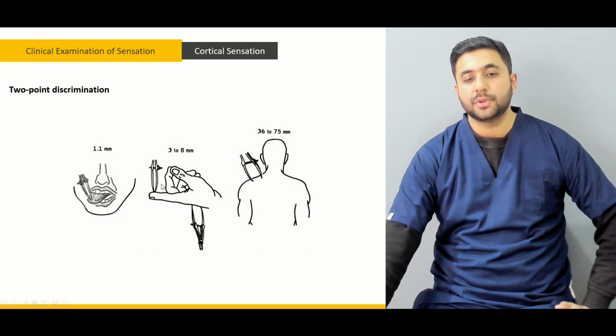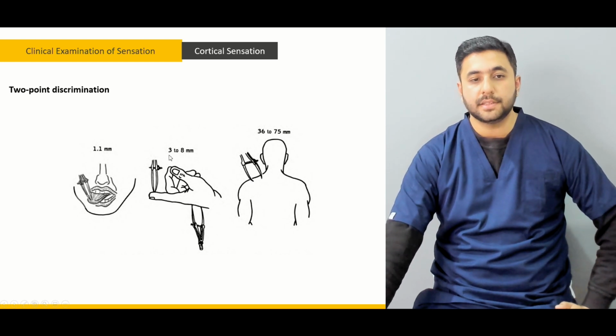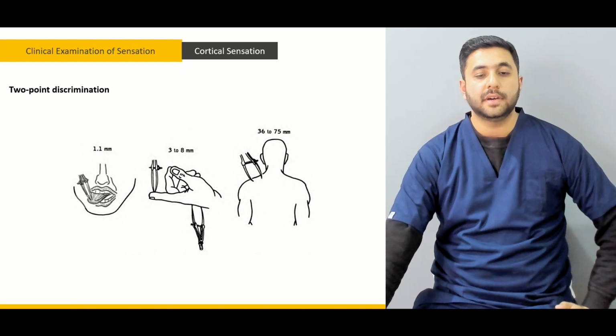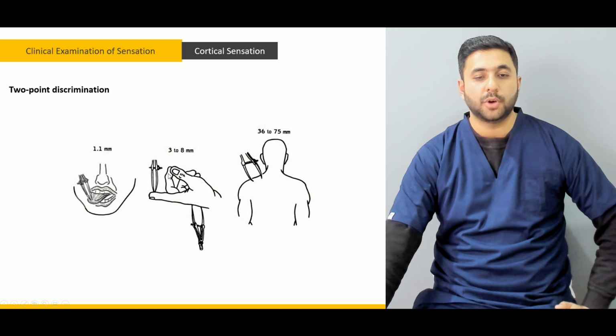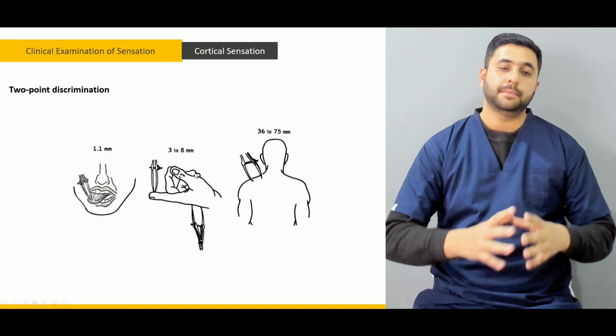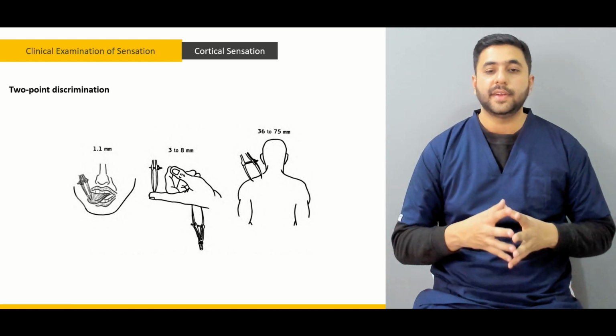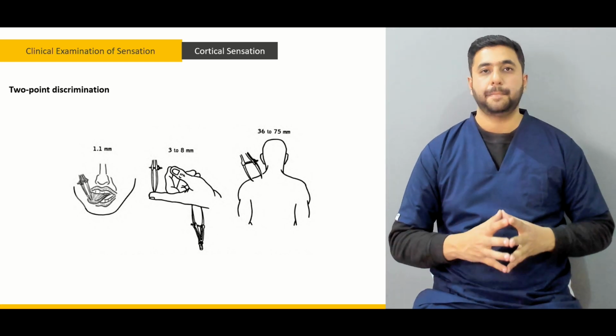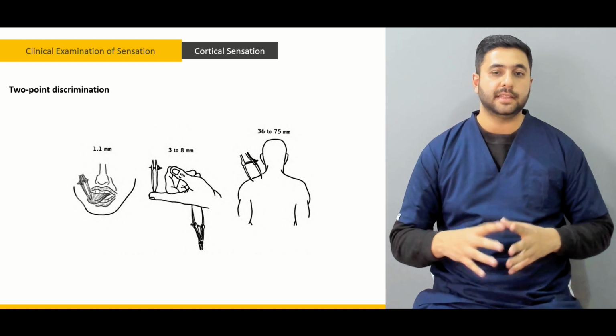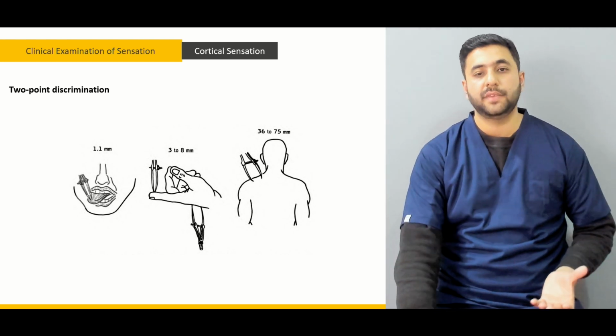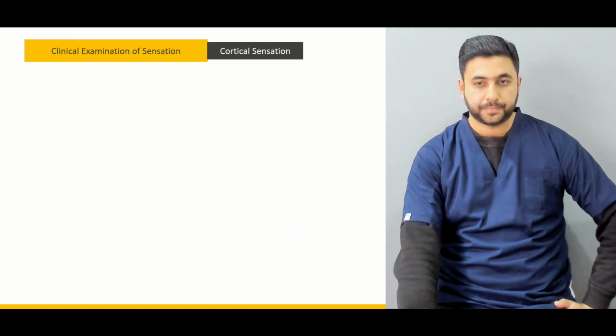The various distances at which 2-point discrimination is appreciated can be compared. And if there is an abnormality at one level, then based on the mapping of that area, moving outwards, we can have a good idea of the level of the problem in the area of the brain which is affected. So 2-point discrimination is one way to check for cortical sensation.